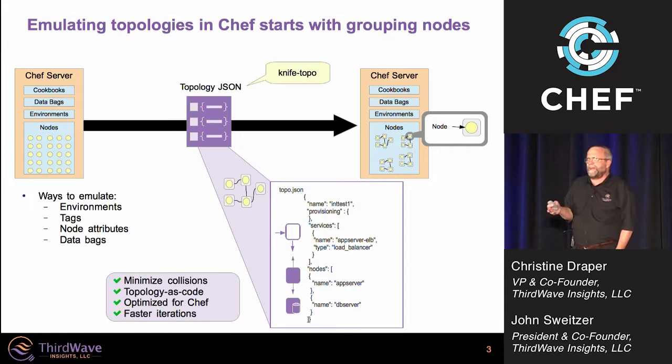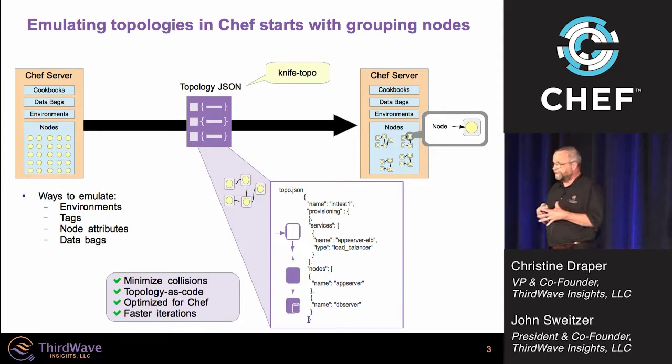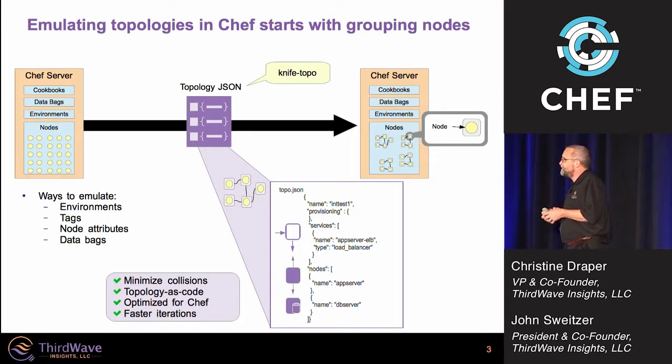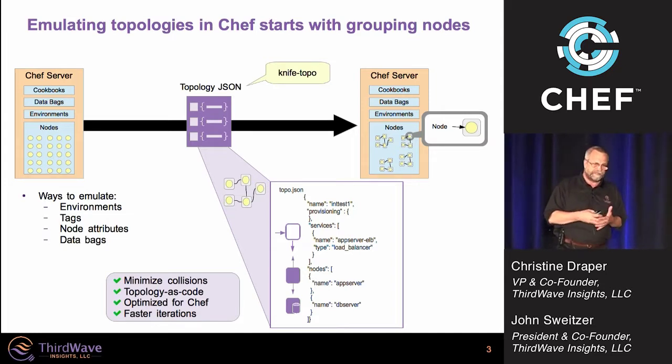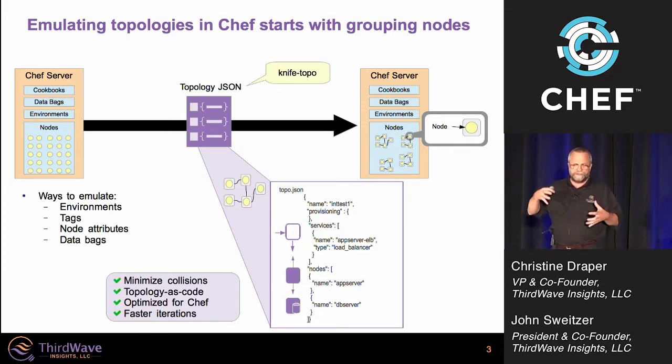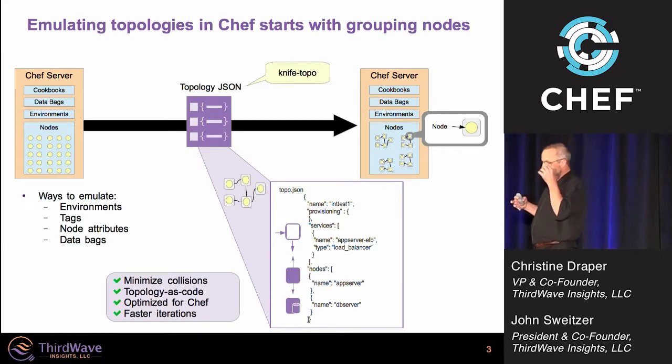There are a variety of mechanisms in Chef that you can use for organizing nodes or grouping them together. You can use what you see over on the left-hand side. You can use environments. You can use tags. You can use node attributes. You can use data bags. All these mechanisms are there.